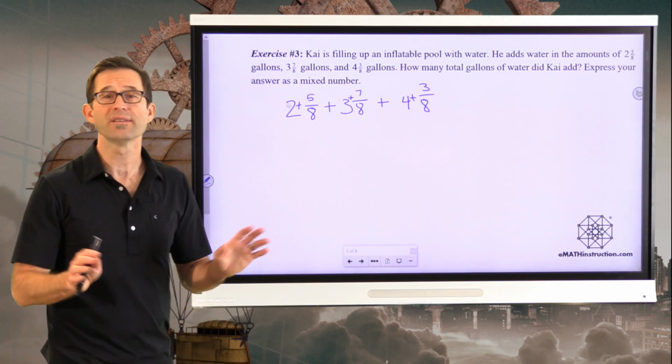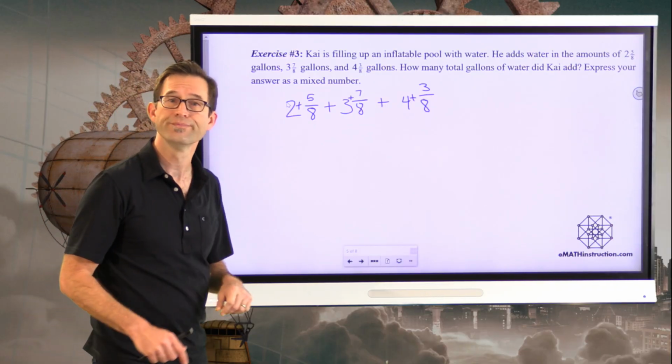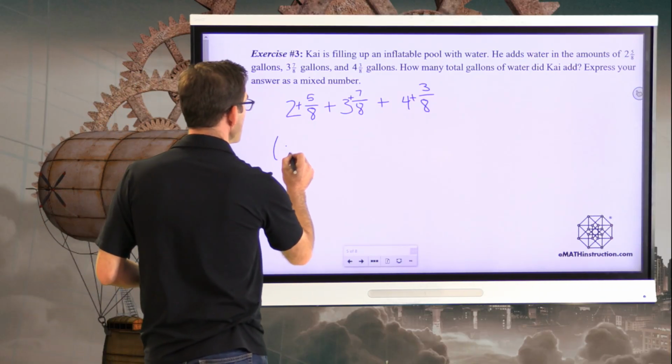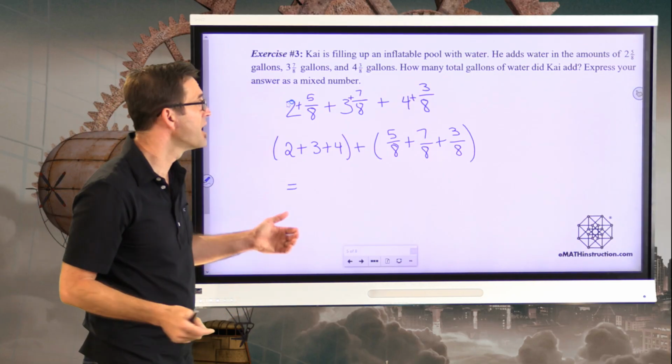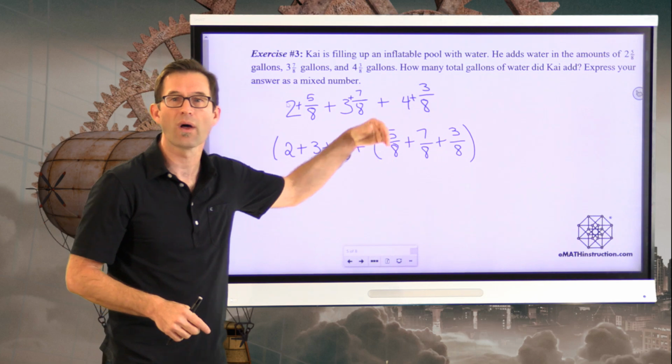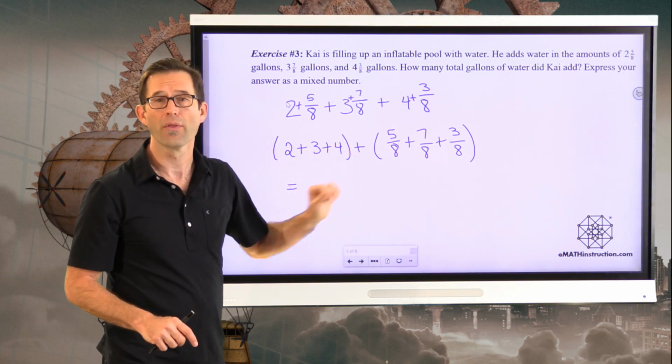So due to how nice addition is, I can first say, well, let me just add 2, 3, and 4, right? So I'm going to group it like this. 2 plus 3 plus 4. And then I'll add all these 8s together. Right? So this is simple enough, and it kind of makes sense. If I was estimating this, I might first say, well, I've got the 2 gallons, the 3 gallons, and the 4 gallons. And then let me add up all those fractions of a gallon.